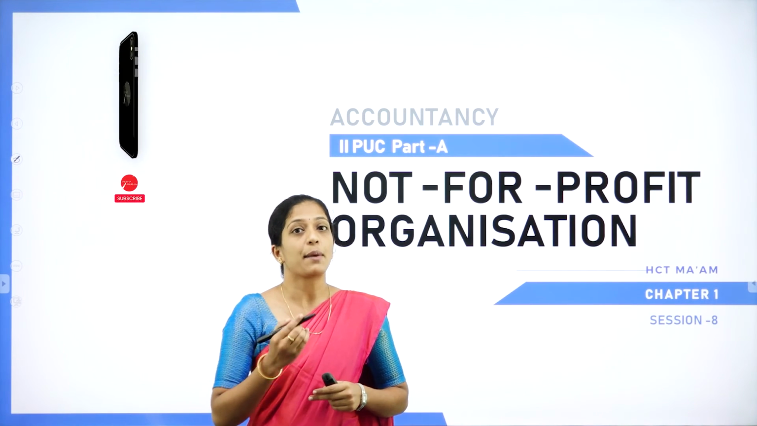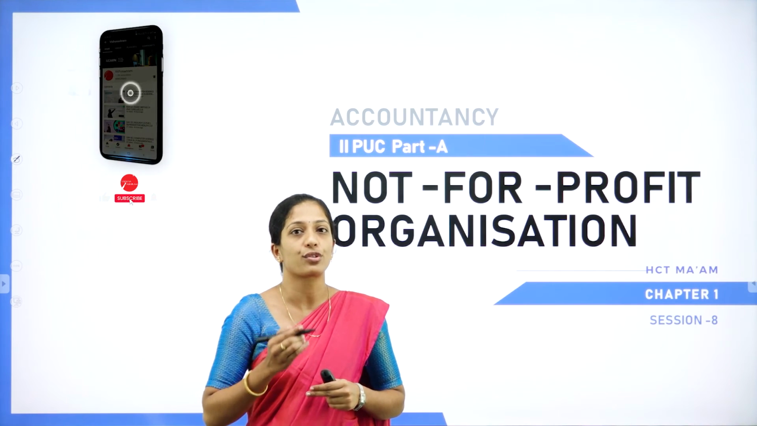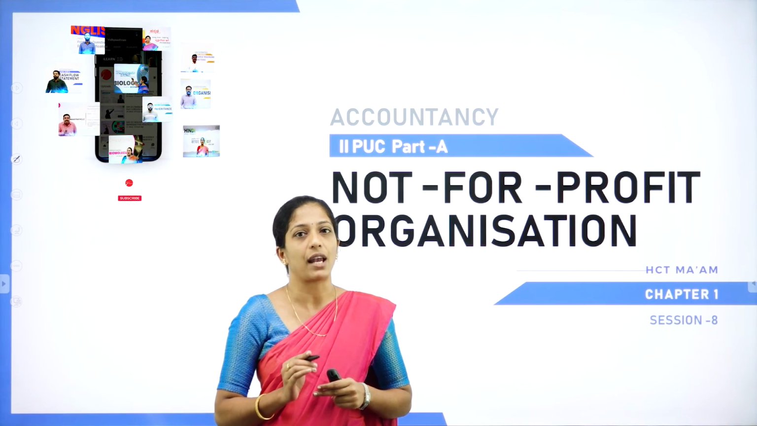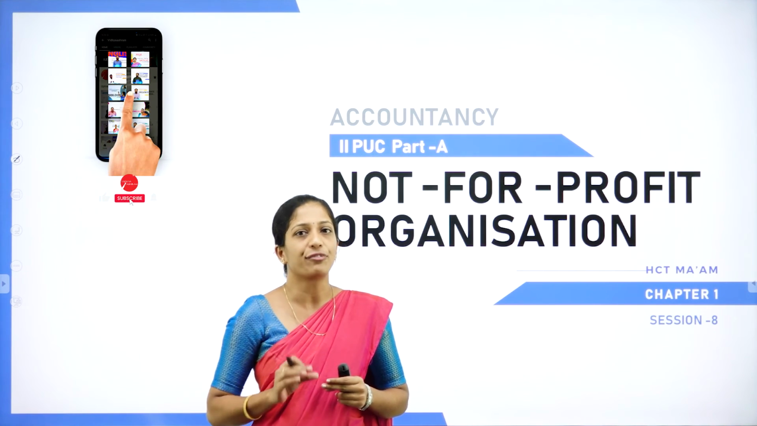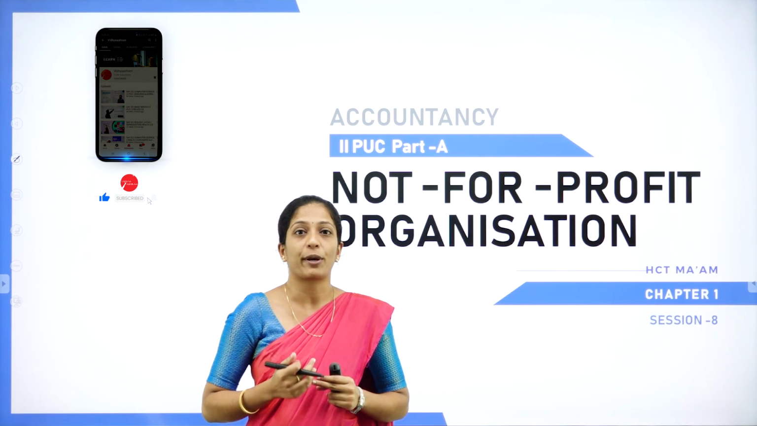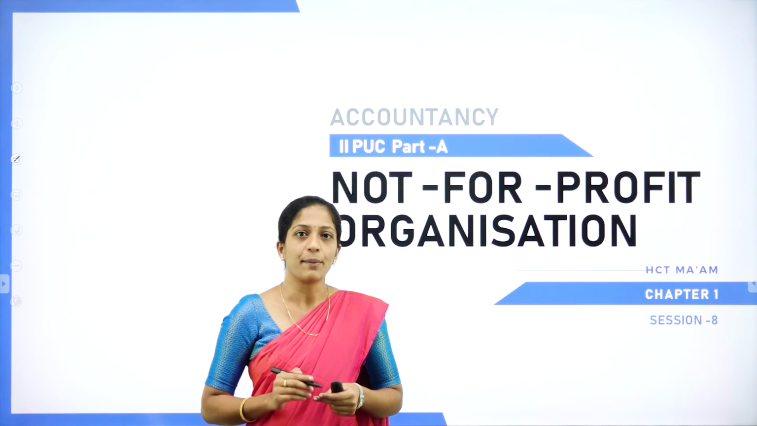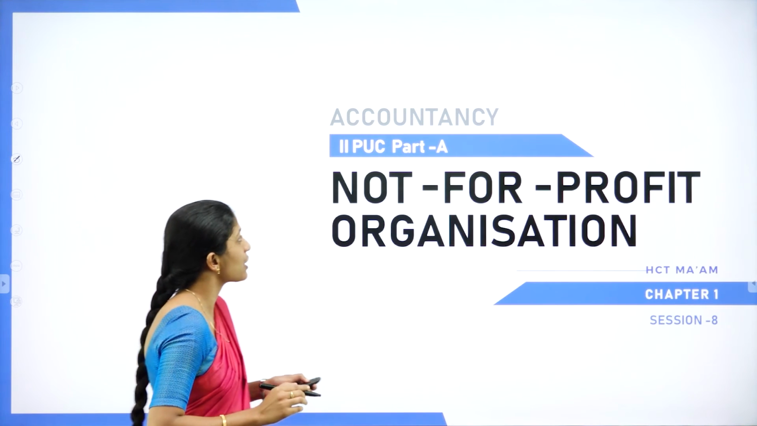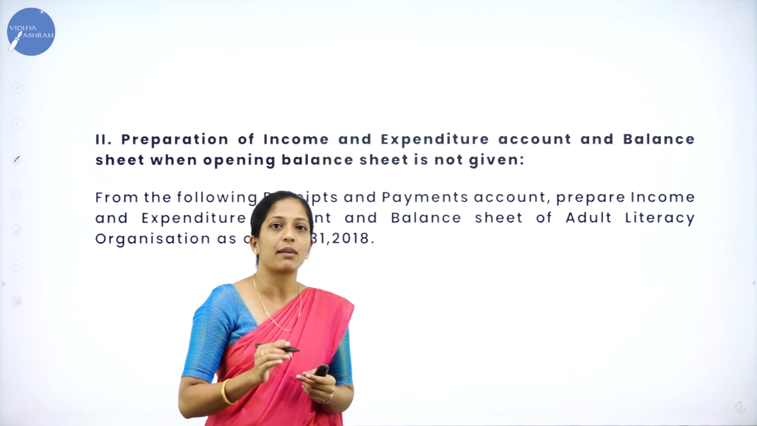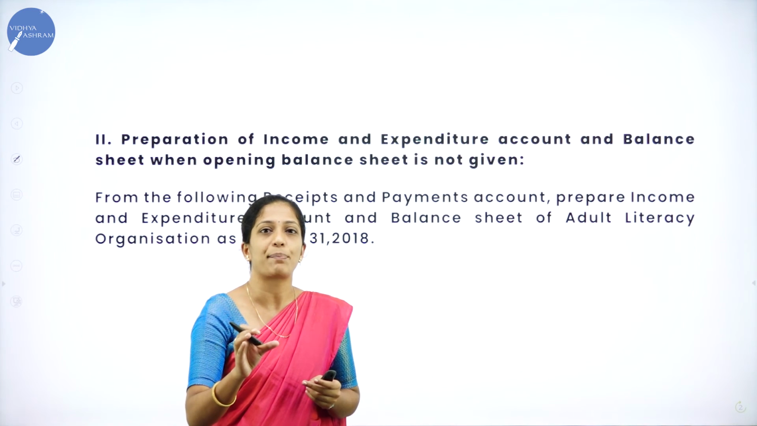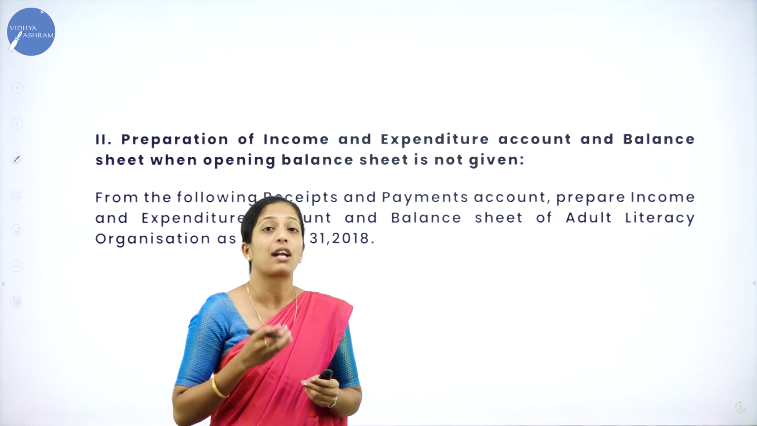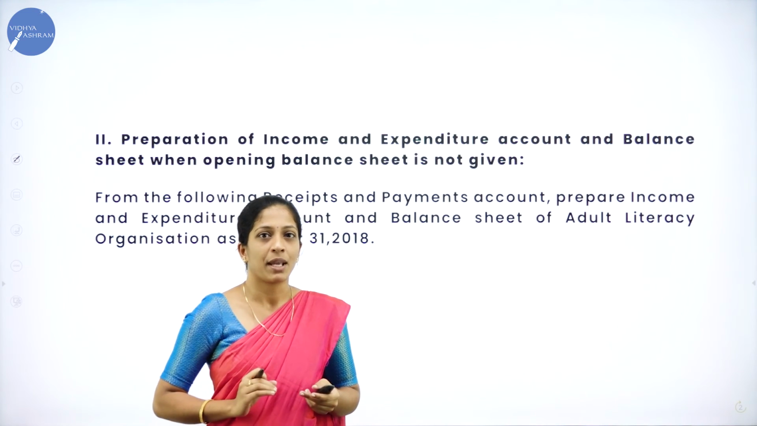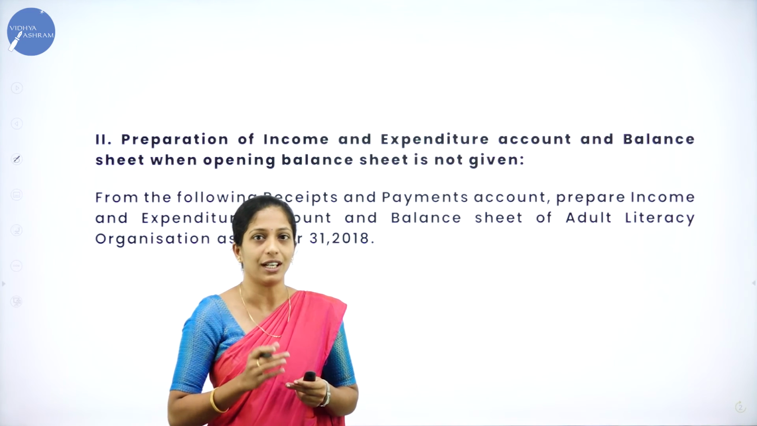My dear students, in a previous session we learned how to solve a 12 marks problem. That was a case where they had given the opening balance sheet, receipts and payment account and a few adjustments, and we learned how to prepare the income and expenditure account and balance sheet. In today's session we shall go through a 12 marks problem where they will not give the opening balance sheet. They will just give the receipts and payment account and a few adjustments, and we have to prepare the opening balance sheet, income and expenditure account and balance sheet or closing balance sheet of the firm.